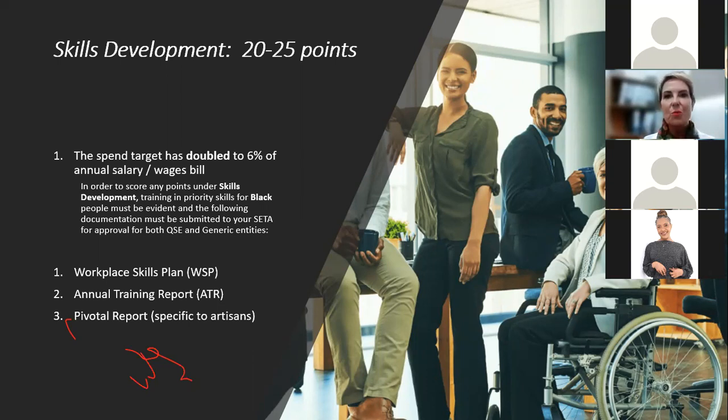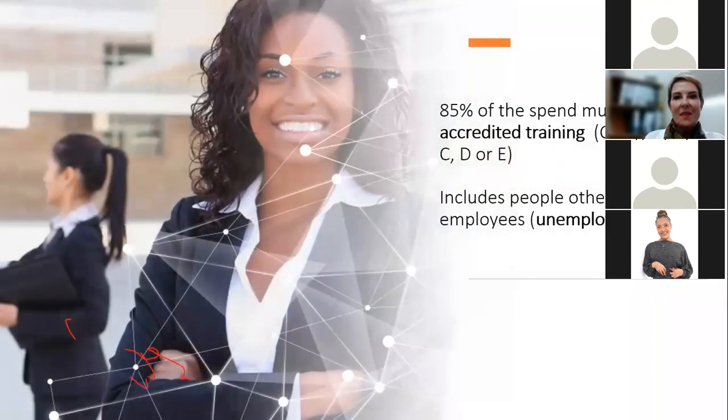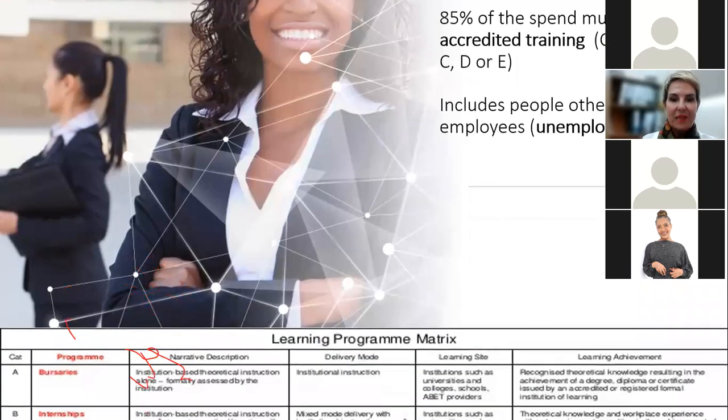and the PIVOTAL report within the WSP, specifically your PIVOTAL report for your artisans. So remember that 85% of your BBBEE spend must be on category B, C, D, or E, so the accredited programs. And it should definitely include people other than your employees. It should include unemployed youth, preferably.